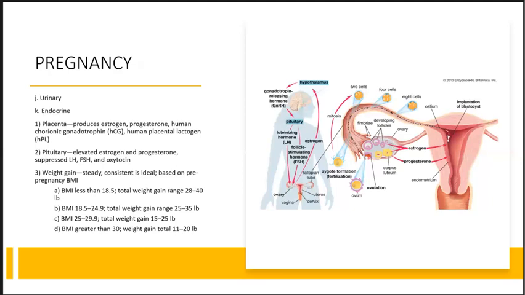Again, there would also be weight gain. Steady, consistent weight gain is ideal. Again, the weight gain is based on pre-pregnancy BMI. For example, if the client's BMI is less than 18.5, the total weight gain range should be between 28 and 40 pounds. If her BMI is greater than 30, then the total weight gain should be between 11 to 20 pounds.